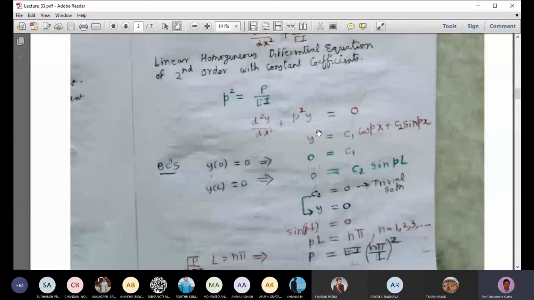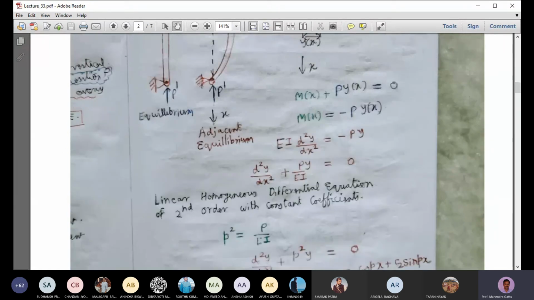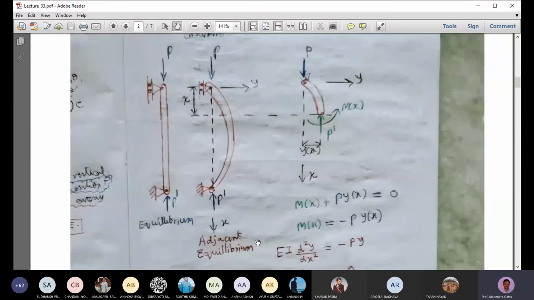So we have a homogeneous solution, y is equal to C1 cos px plus C2 sin px, and we apply the boundary conditions. There are two constants, C1 and C2. So to find the constants, we have to apply the boundary conditions. It's a pin connection, so there will be 0 deflection at the top and 0 deflection at the bottom in the y direction. So y of 0 is 0, and y of L is 0.